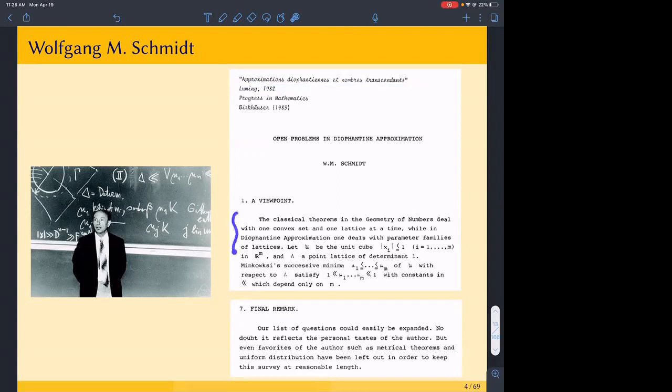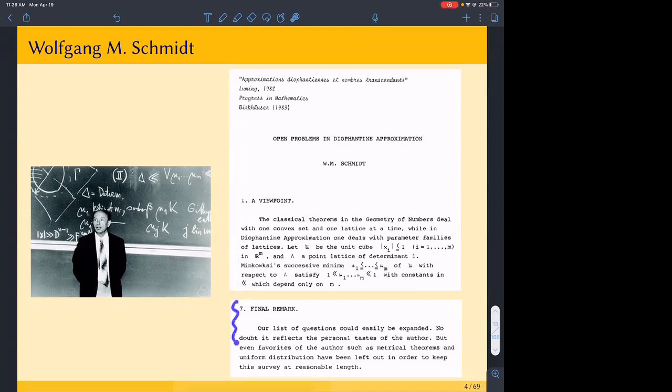And here's the viewpoint. It says that the classical theorems in the geometry of numbers deal with one convex set and one lattice at a time. So that's Minkowski. While in Diophantine approximation, instead of dealing with one convex set and one lattice at a time, one deals with a parametrized family of lattices, or you could think of it as convex bodies. And then he goes on and says, okay, maybe we should start studying Minkowski's successive minima. I will define that later in the talk.